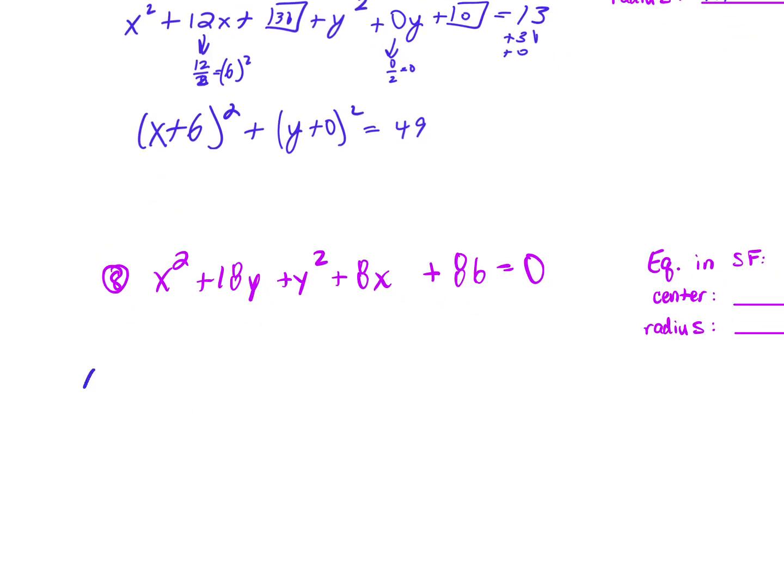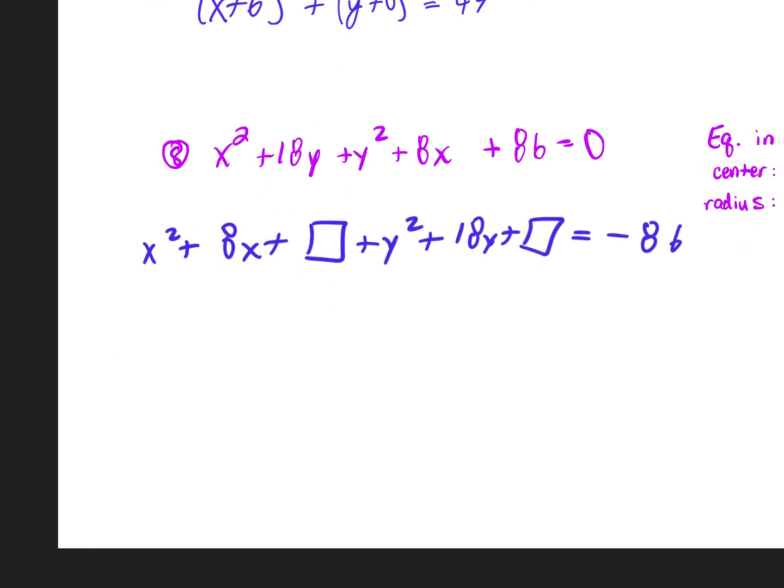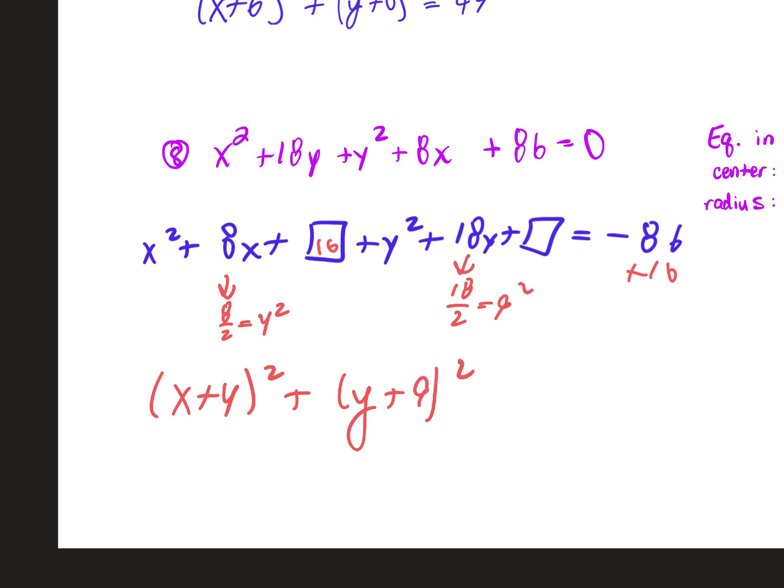Collect your x's, collect your y's. So I have x squared plus 8x plus a square plus y squared plus 18y plus my square equals negative 86. All right, take that 8. 8 divided by 2 equals 4. So I have x plus 4 squared. 4 squared is 16, so I'm going to add 16 over here. Then I have 18 divided by 2 equals 9. So this is going to give me plus y plus 9 squared. And 9 squared is 81. So I'm going to add 81 over here. What is negative 86 plus 16 plus 81? 11. Yep, equals 11. So there's your equation in standard form.